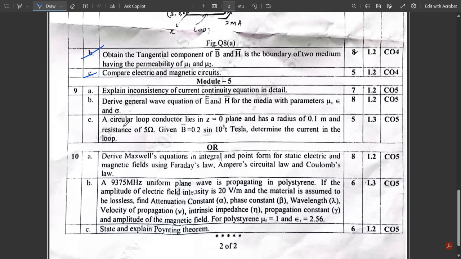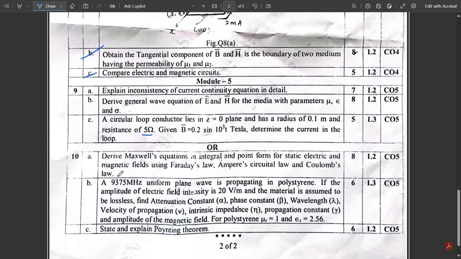Then this is one problem here. A circular loop conductor lies in the z equal to 0 plane and has a radius of 0.1 meter and resistance of 5 ohm. Given the value of flux density as 0.2 sin 10 to the power 3t Tesla, determine the current in the loop. Okay, so using the relation of current and magnetic flux density with respect to the z plane and the radius, you could easily do this problem as well.